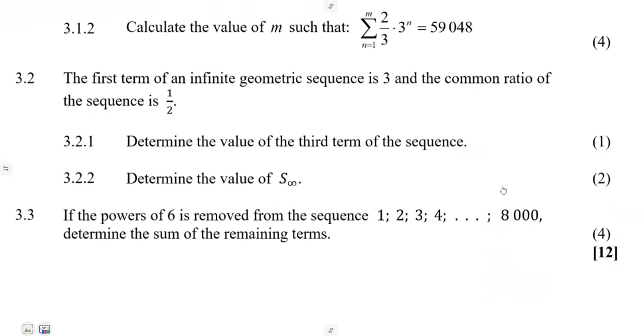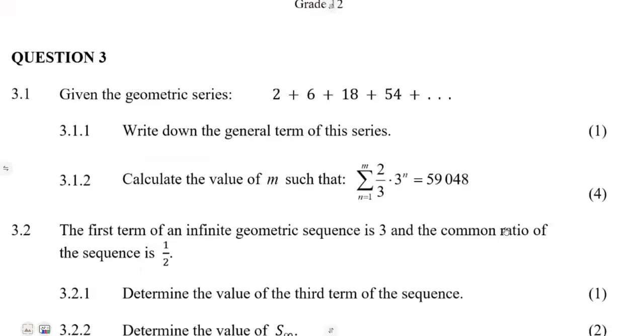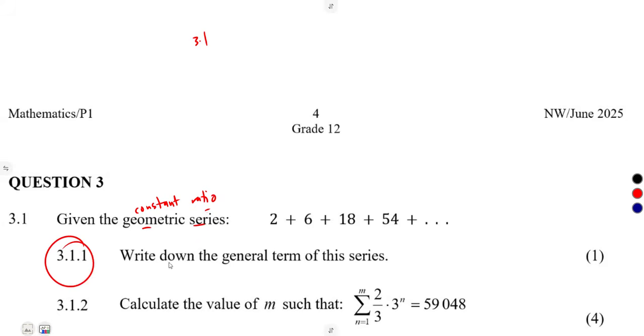Question number 3, let us see here for 12 marks. All right, let us see what we have. Given this geometric, all right, so we are already told this is what? A geometric series where we talk about what? The constant ratio. So already we are given that, so we're just going to consider 3.11, write down the general term of this series, all right? T1, T2, T3, and so on.